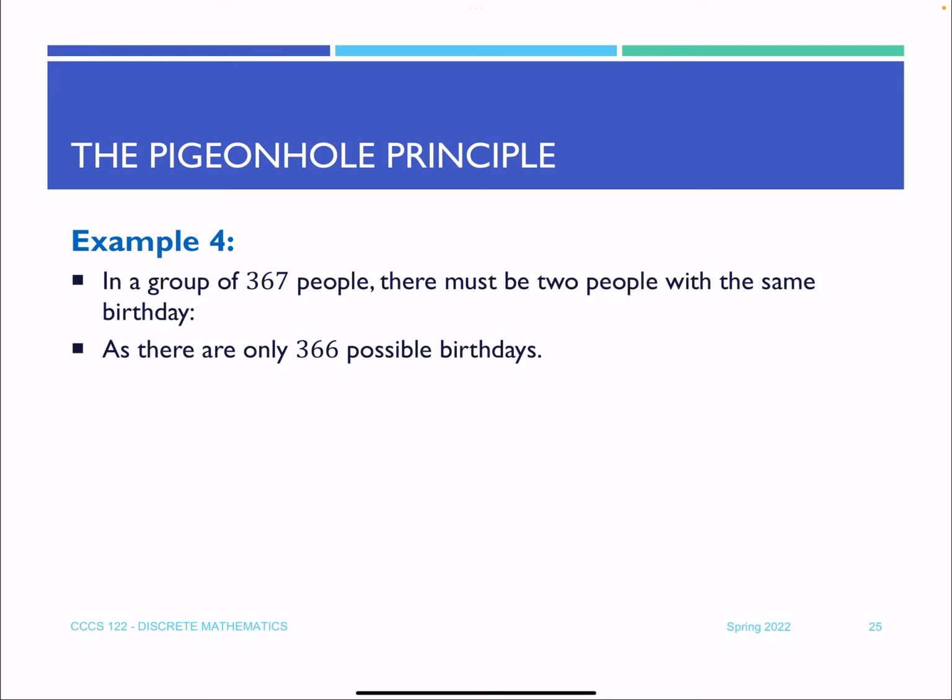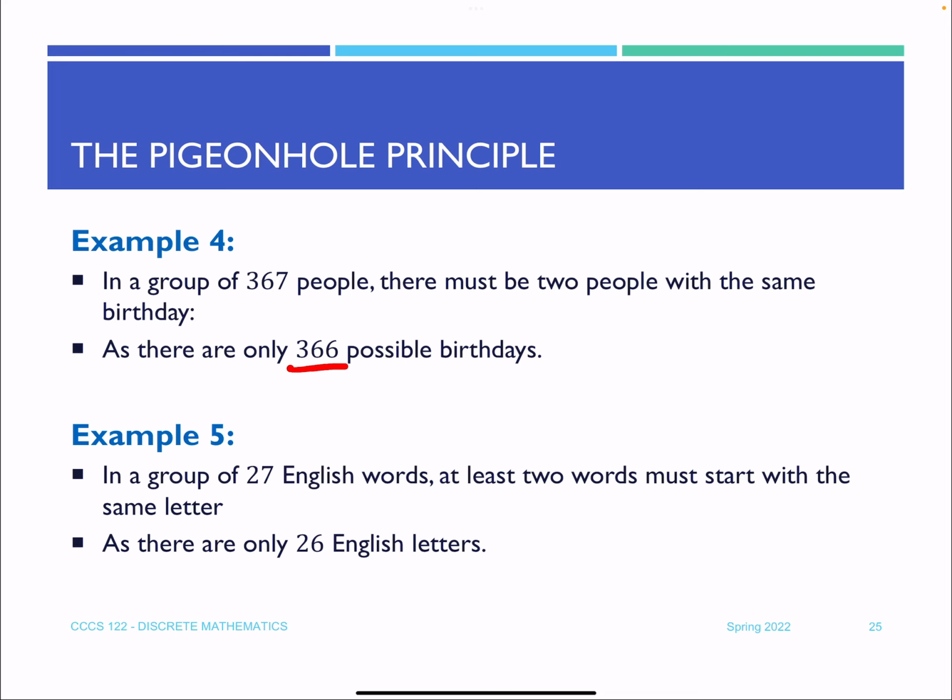Last example for this section. In a group of 367 people, there must be at least 2 people with the same birthday. There are only 366 possible birthdays. So another one, in a group of 27 English words, at least 2 words must start with the same letter. There are only 26 letters in the English alphabet.